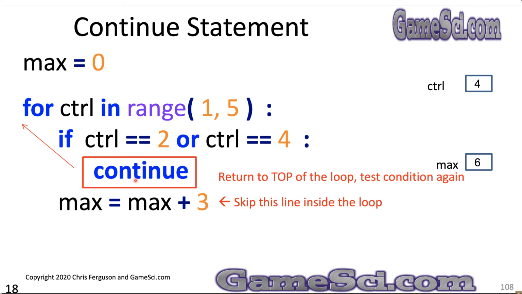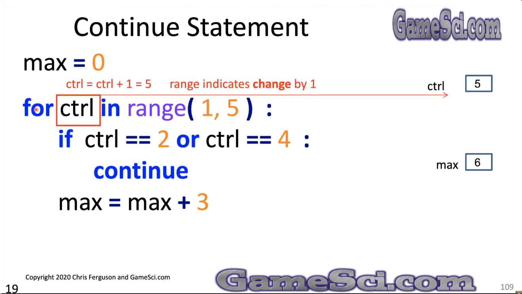We will hit the continue again. Return to the top of the loop to test the condition again. That means we will skip this line below it. This line here does not execute. We will go from the continue back to the for loop. When we get back to the for loop, we will just bump control to the next item in range. Range indicates change by 1. Control plus 1 equals 5. And we bump the control variable to 5.